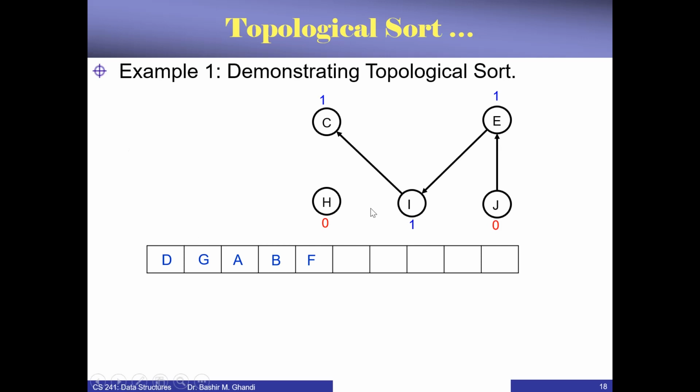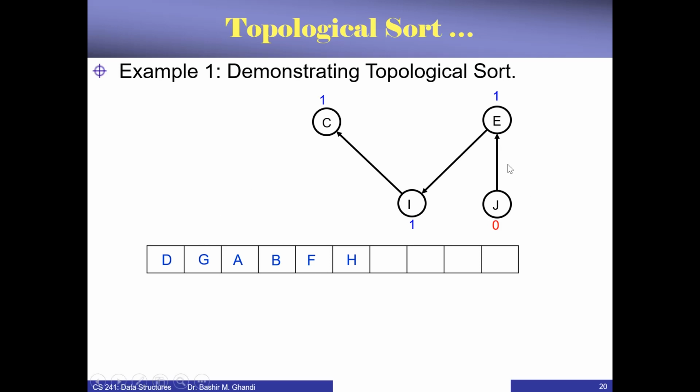Next alphabetically is H. Again, H has no edge at the moment. So deleting it will not affect any other vertex. So just visit it and then delete it.